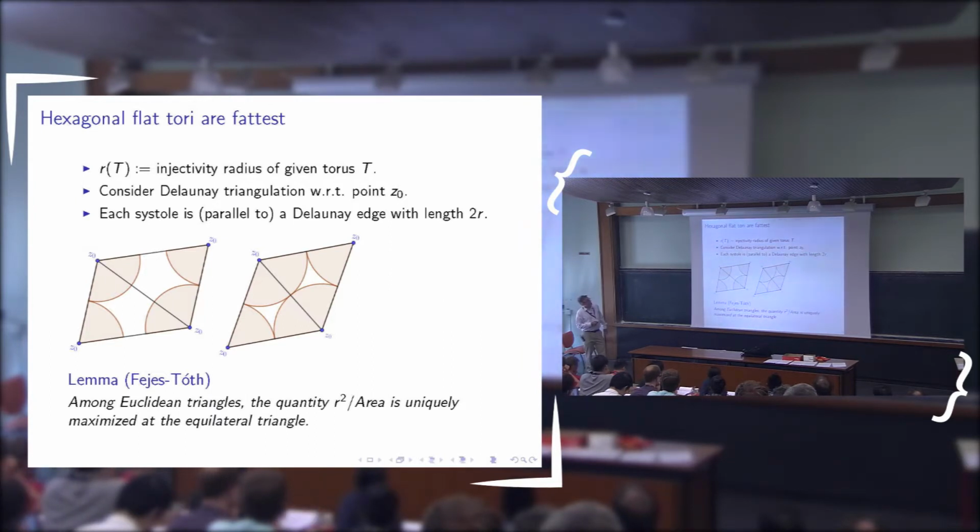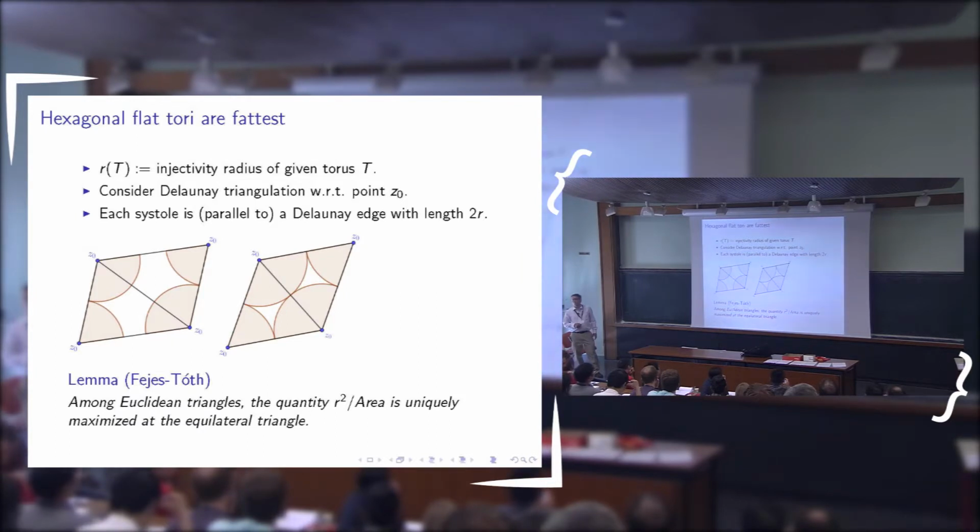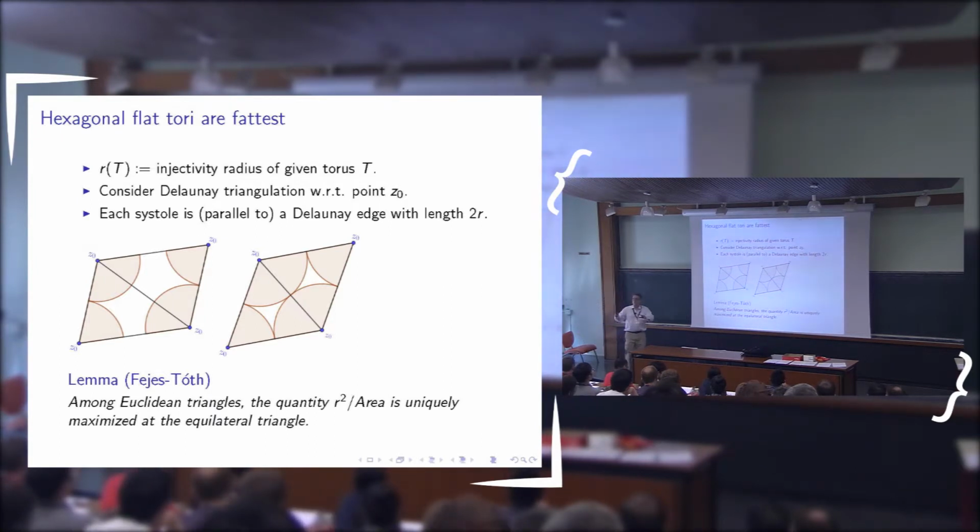First, let's look at the reduction to that lemma. So let R(t) be the injectivity radius of the torus. So you're given a flat torus, with injectivity radius. It's sort of the largest ball you can embed inside the torus. Okay, that's how you should think of it. And then consider the Delaunay triangulation with respect to the point z naught. So here's z naught, and I've drawn the ball. It doesn't matter where I center that ball because this metric is translation invariant. So for injectivity radius purposes, I just fix z naught.